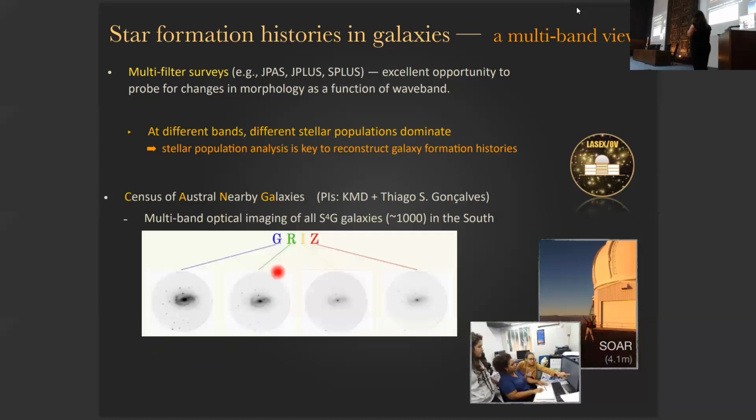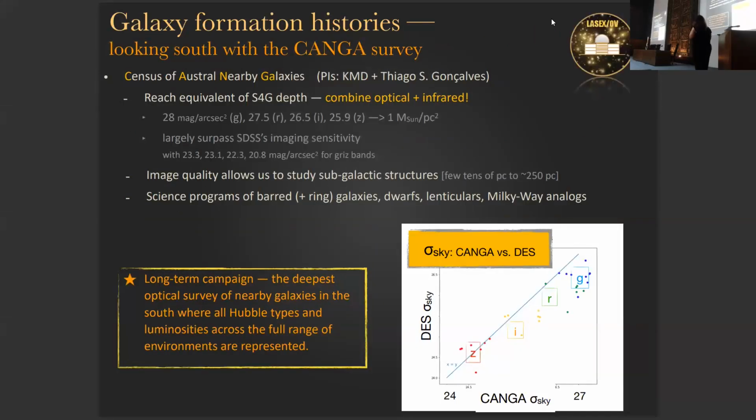And with this intention, we have started in Valongo the Census of Austral Nearby Galaxies. This is going after the S4G galaxies that we can see from the south and really going quite deep. We're going over 3 magnitudes deeper than Sloan in the griz bands with the SOAR telescope. This is just an image showing students at work. And we do go deeper than other surveys, depending on the bar. We are trying to go to the same mass surface density as S4G, so going down to 1 solar mass per parsec squared.